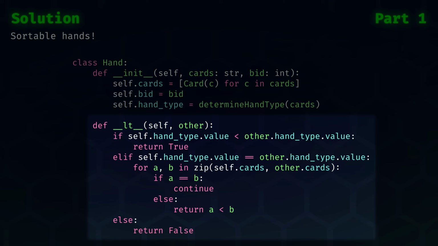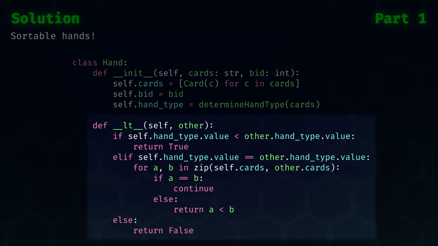So Python's sorting algorithm gets triggered via the sorted call, which we could see in the outline, and this will start comparing hands. Then we need to check: if the current hand type's enum value is less than that of the other hand, then yes, the current hand is less than the other hand, so we return true. Else, if the hand types are equal, then we need to check the card values. This is where the comparability of the card objects comes in handy.